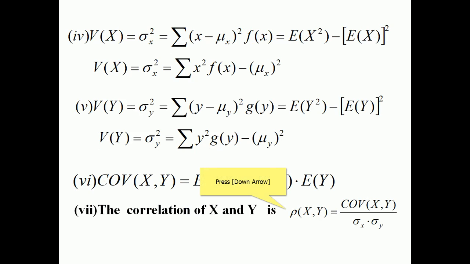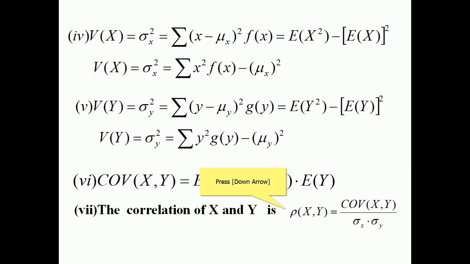Now, variance in x is sigma x square, that is equal to summation of x minus mu x whole square into f of x, or else e of x square minus e of x whole square. E of x square is calculated by using summation of x square into f of x, minus e of x whole square, where e of x is nothing but mu x. Similarly, variance in y is summation of y minus mu y whole square into g of y, or e of y square minus e of y whole square. E of y square is once again calculated using the formula summation of y square into g of y, minus e of y, the mean value of y, mu y whole square.